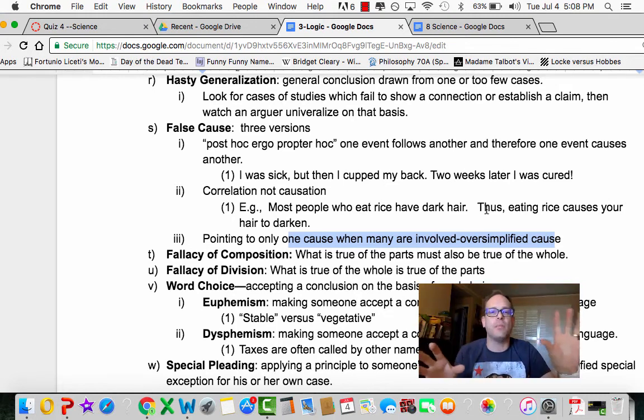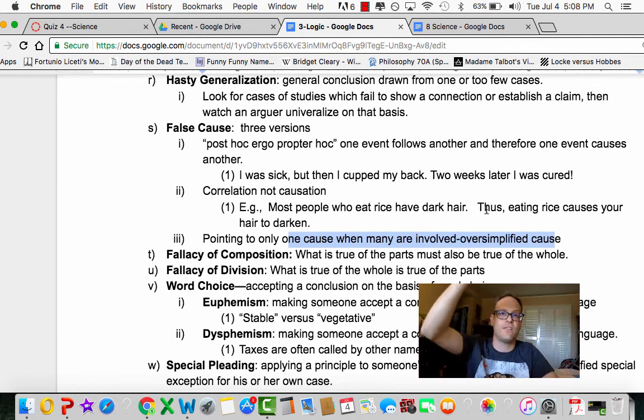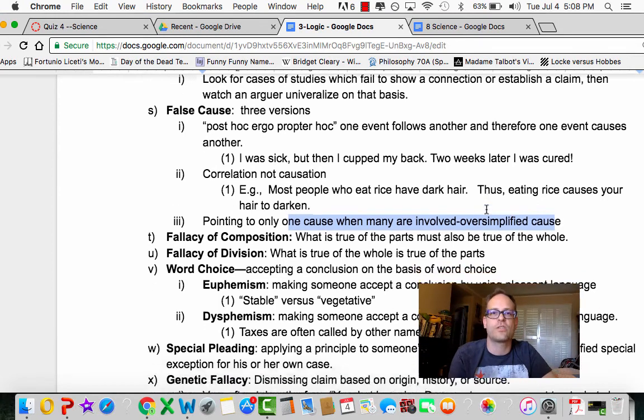So the problem with oversimplifying a cause is that if you oversimplify the cause, you will never treat the cause to get rid of the effect. Does that make sense? So that's kind of the way that false cause works.